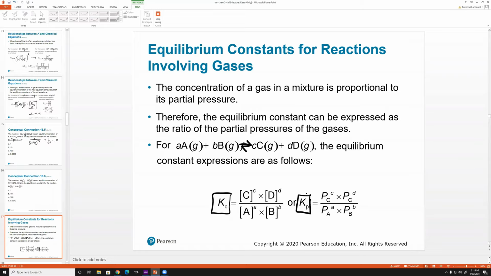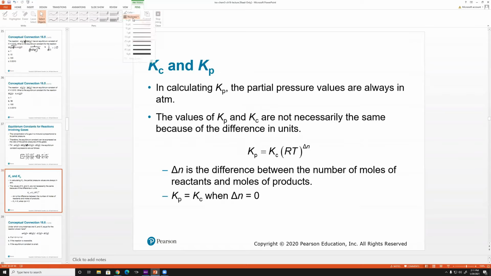You can have both of those, and they may not be the same value, because even though it's unitless, in this equation you're dealing with atmospheres, and in this equation you're dealing with concentrations, and the partial pressures may be a little different. So depending on the gas reaction, we can develop an association between Kp and Kc. Again, this formula is going to be given: Kp equals Kc times RT, where R is 0.08206 because we're not dealing with joules here, times temperature in Kelvin, to the delta N.